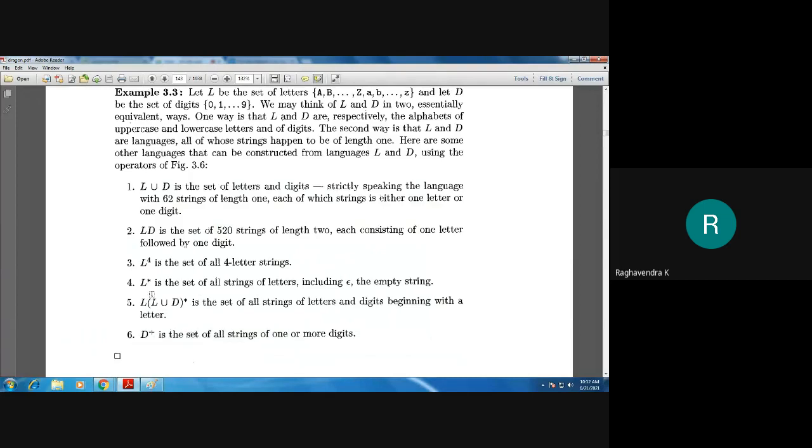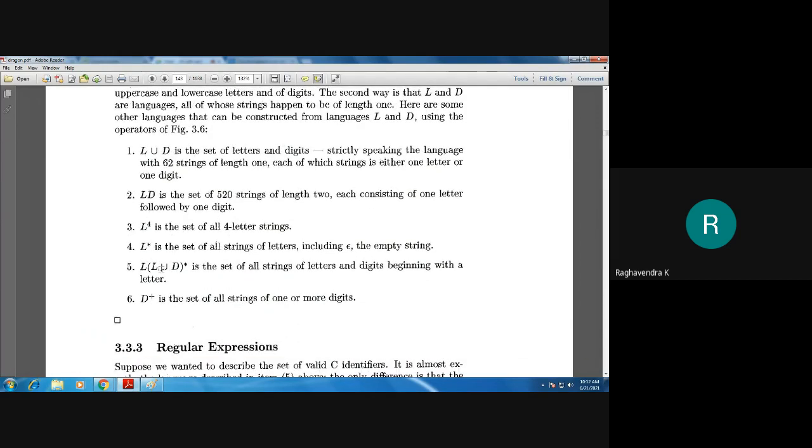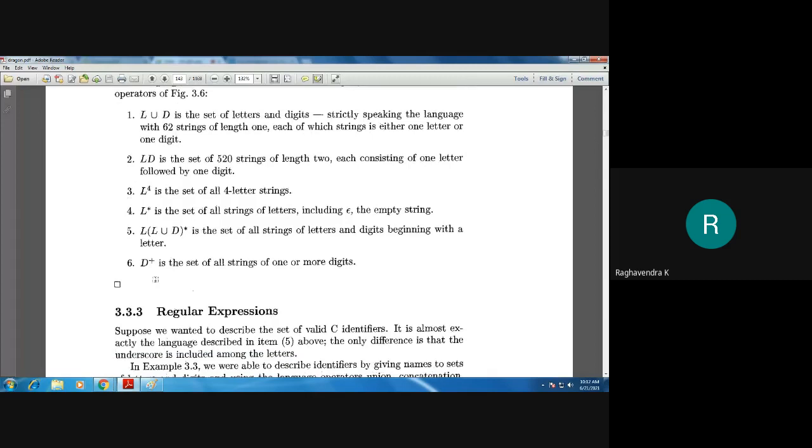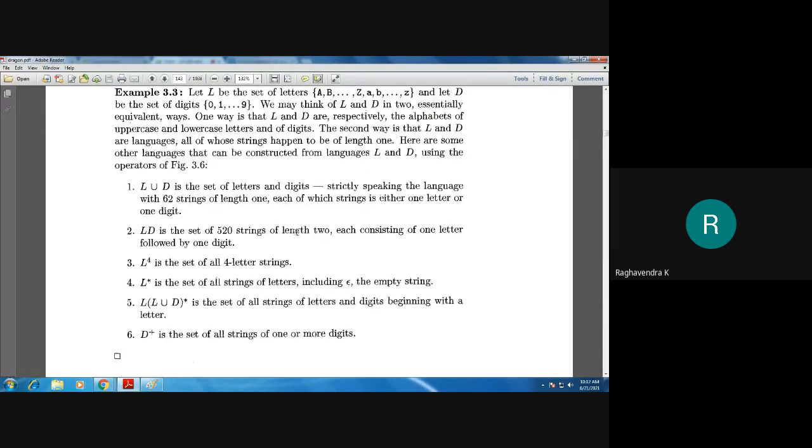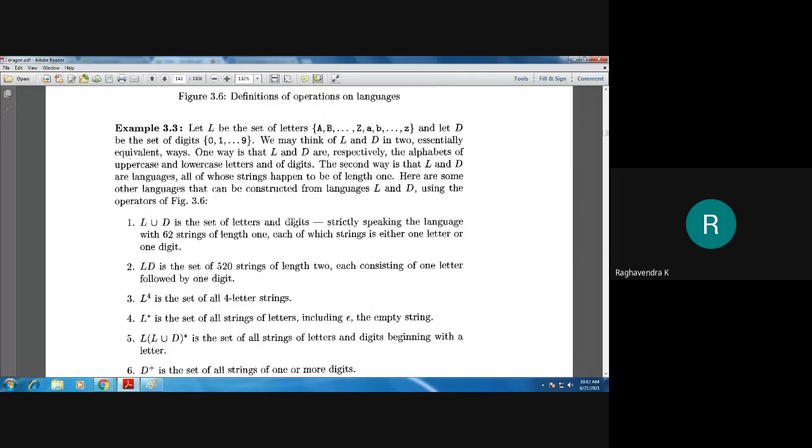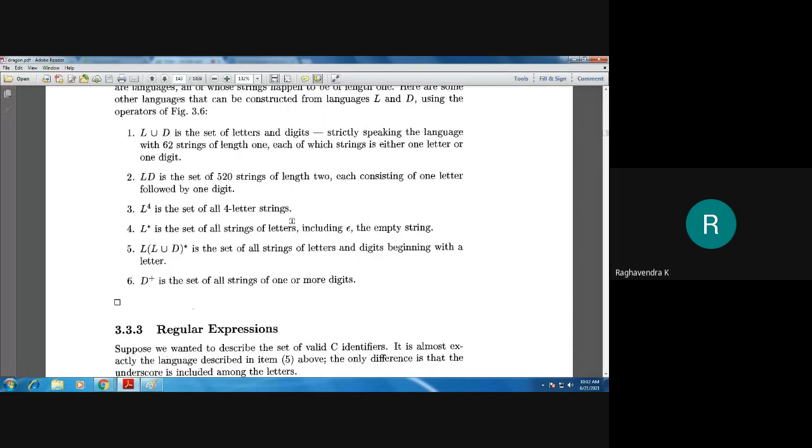Next is L star. L star is the set of all strings of letters, including epsilon, 0 or more occurrences, right? Similarly, what is L concatenated with L union D star? Obviously, this is the concatenation of L with L union D, 0 or more number of times. What is D plus? D plus is the set of all strings of one or more digits. So this is how you can perform some operations on these languages. Performing these operations gives you the set of strings that a particular language can have.